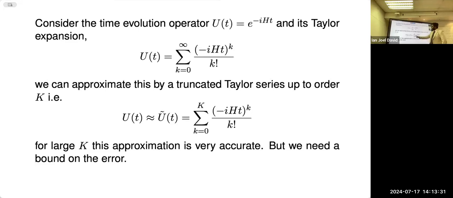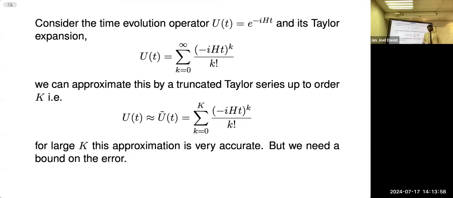And if we do that, then we can approximate our time evolution operator by this U tilde, and the Taylor series now, instead of being infinite, it just stops at some capital K. This is a straightforward thing you would have done in your first year calculus course, or even some course on numerical methods. But for large enough K, this approximation we know is going to be very, very accurate.